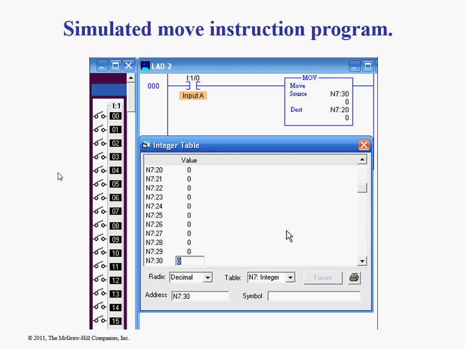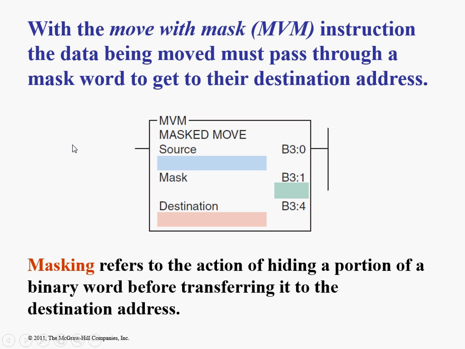Here's a little video of it. I think we just did that. I'd rather see the real thing anyway. So, we have a mask move instruction. Data must pass through a mask. Now you're going to ask, well, why do I want to mask off some of my data?